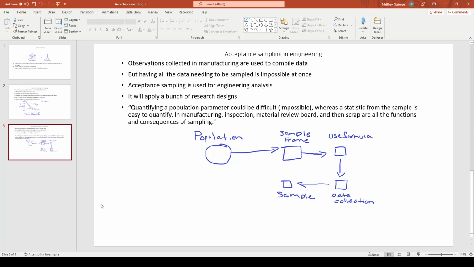At the bottom, we then see this little timeline. You go from your population, and then you find your sample frame. Then you use the formula to see how many items you should choose to be part of your acceptance sampling, and then you collect data on the items, and then you go straight into your sample, and then it will be approved or denied.